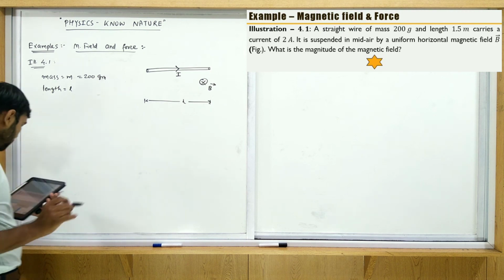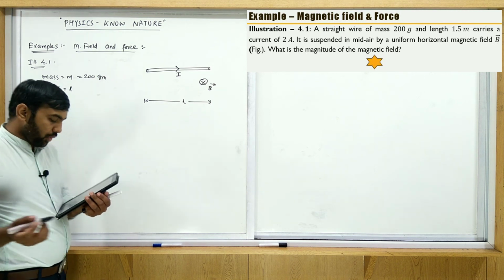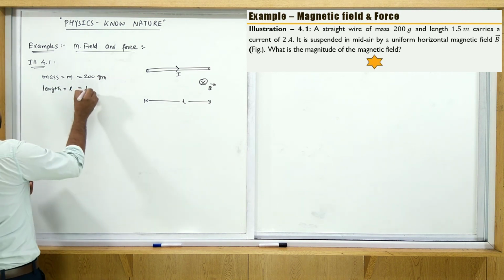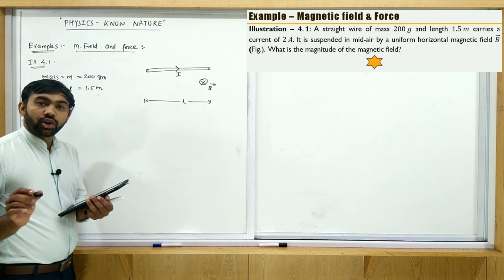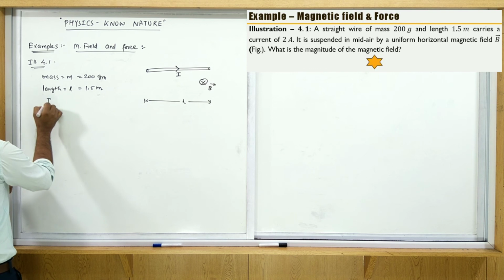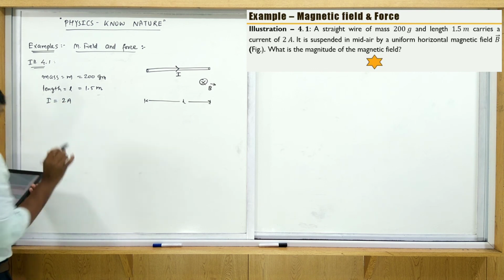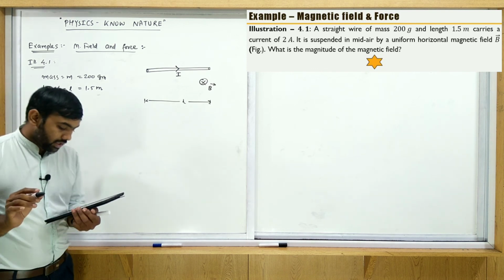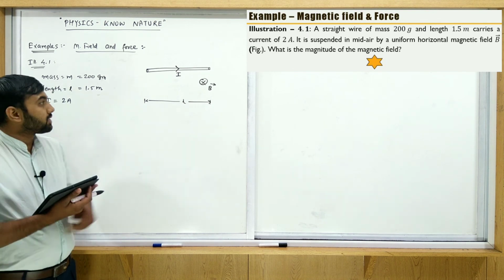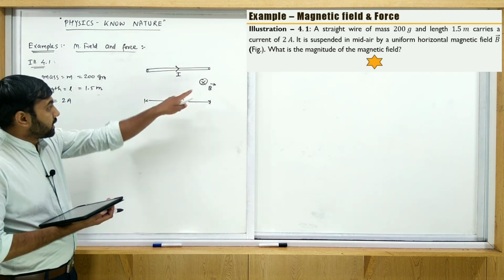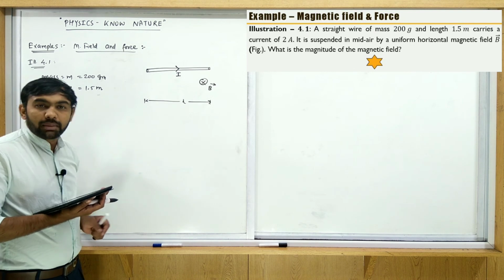200 gram. Length is 1.5 meter. So length L is equal to 1.5 meter. Carries a current of 2 ampere. So current I is equal to what? 2 ampere. It is suspended in mid-air by the uniform magnetic field B as shown in figure. Means this is the wire, and some magnetic field B is applied over here.